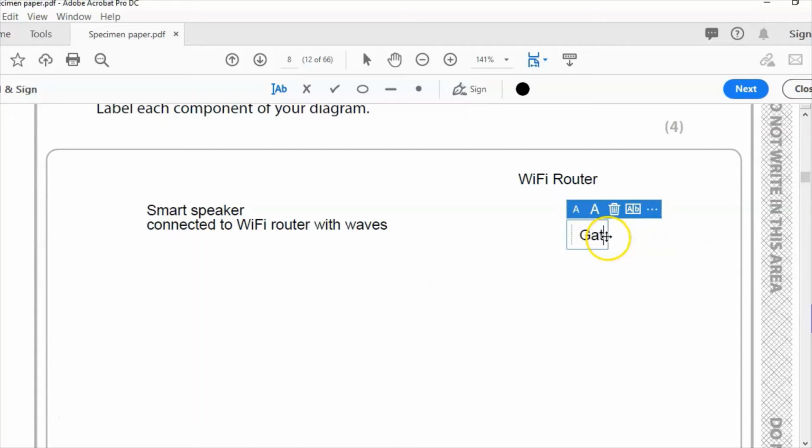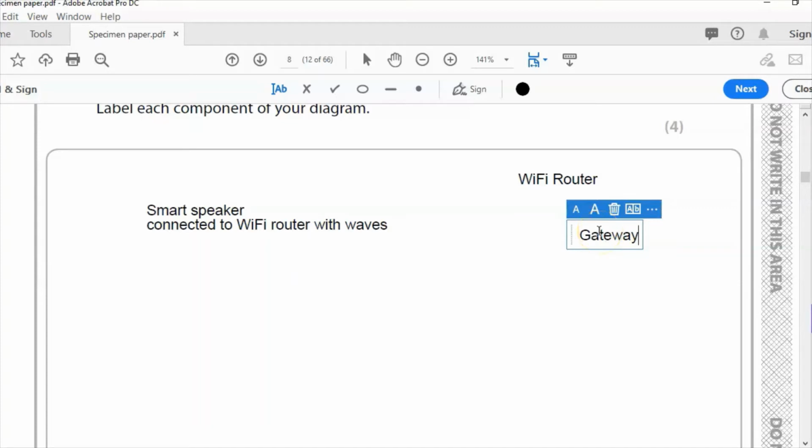What is a gateway? A gateway is a link between your network at home, your local area network, and the wide area network, also known as the internet. So think of it as a gate to a field, gateway. It's like the gateway to a compound or something like that. It lets you in. So it's a gateway to your local area network from the wider area network.